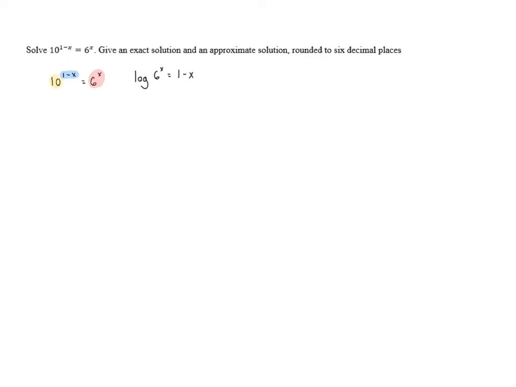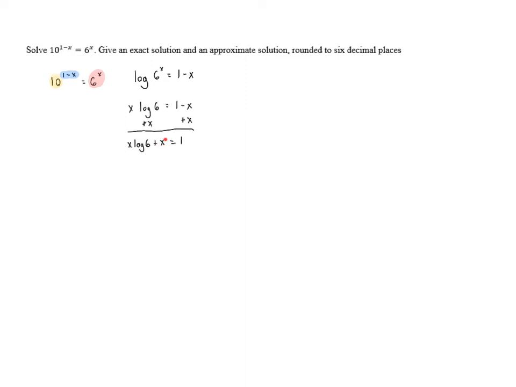And then we can use a law of logarithms to take this x and pull it out front as a coefficient. This gives us x times log of 6 equals 1 minus x. And now we need to solve for x. What I'm going to do is add x to both sides so that all the variable terms are on the left. So x log 6 plus x equals 1.